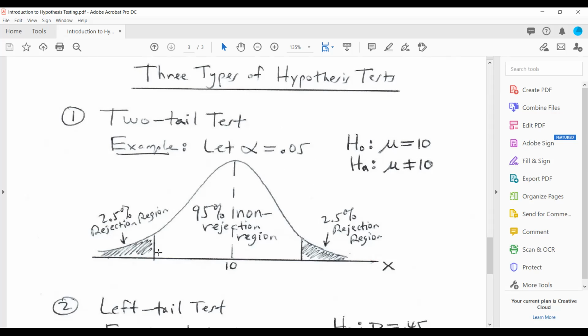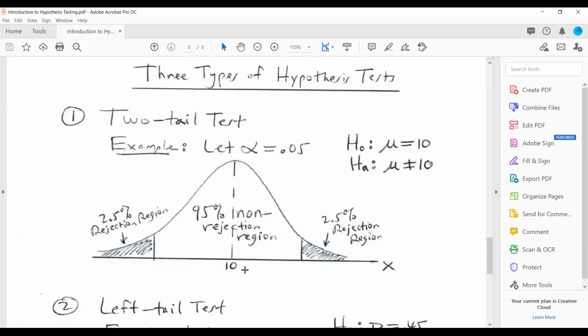Now, we're going to call this region in here and this region over here the rejection regions. And the region in the middle, between these two vertical lines, we're going to call the non-rejection region. So what does that mean? Well, the hypothesized mean is 10, so that's going to be in the middle.